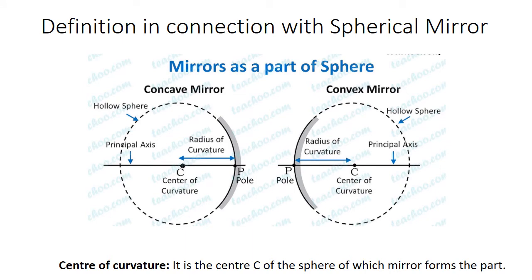Next, we'll define center of curvature. So what is the center of curvature? It is the center of the sphere of which the mirror forms the part. So if this is a hollow sphere, then a hollow sphere must have a center. And as we know, the reflecting surface is a part of this hollow sphere. Therefore, this point C will be known as your center of curvature for your concave mirror. Similarly, for your convex mirror, center C will be known as your center of curvature for your convex mirror.